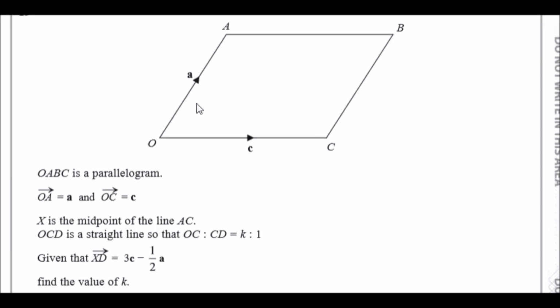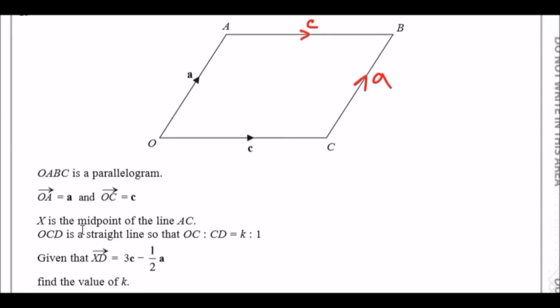Since we know that the vector here is little a, this means this is also little a, because the way vectors work, if you move in the same direction and have the same size, you're practically the same. Likewise, OC is a vector c. That means above it would have a parallel vector of c as well. Anyway, what else do we know?